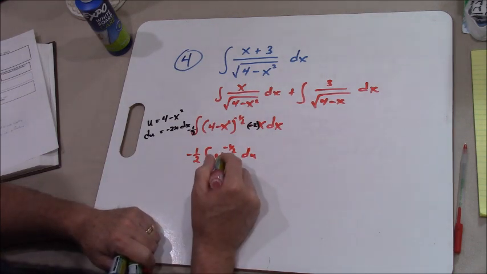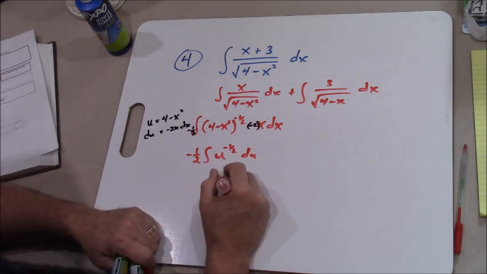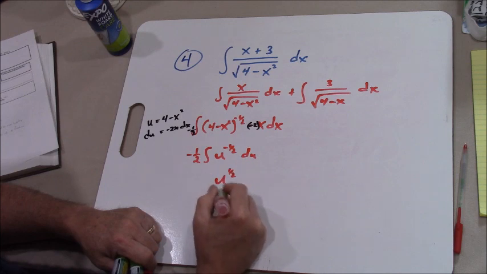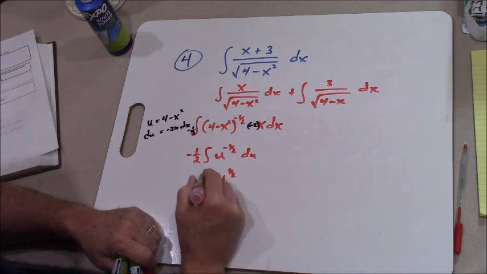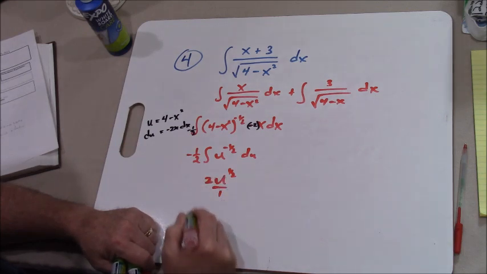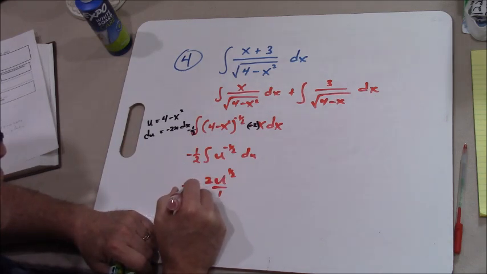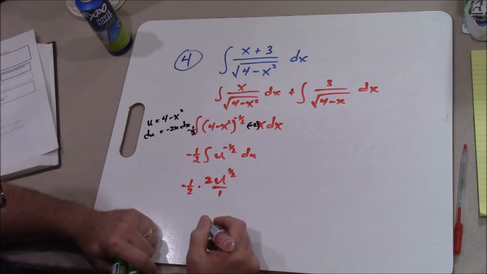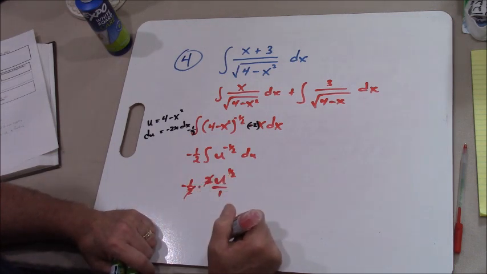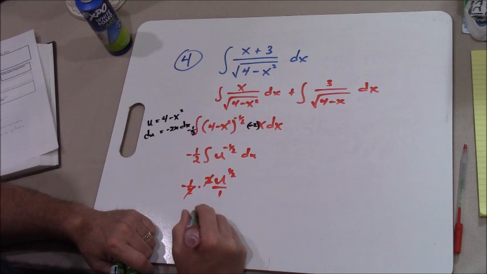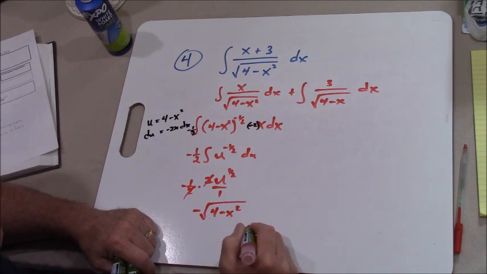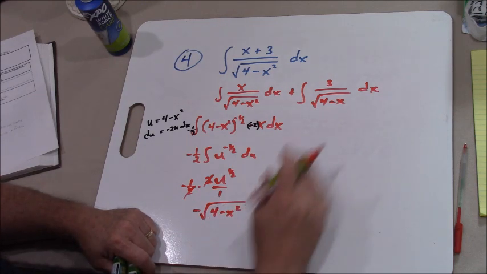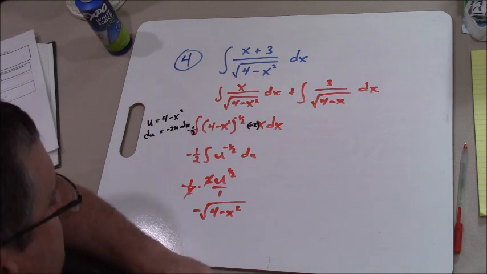All right, so now we just need to add 1 to the exponent and divide by the new exponent. So that'll be u to the 1/2. If I divide by 1/2, it means I'm going to flip it over and multiply by 2 over 1. I still have this negative 1/2 out in front. And so those 2's will cancel. And what I get is negative square root of 4 minus x squared plus c, but I'll just combine that with the other c value on the second integral.